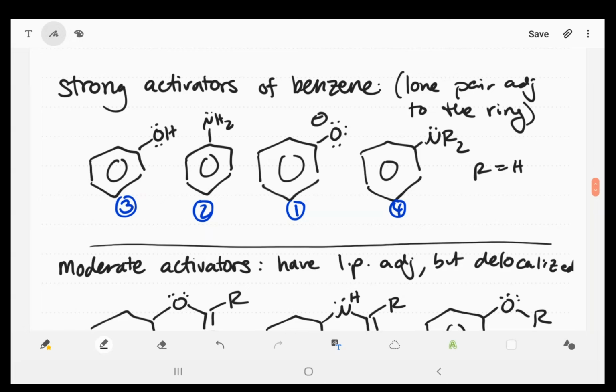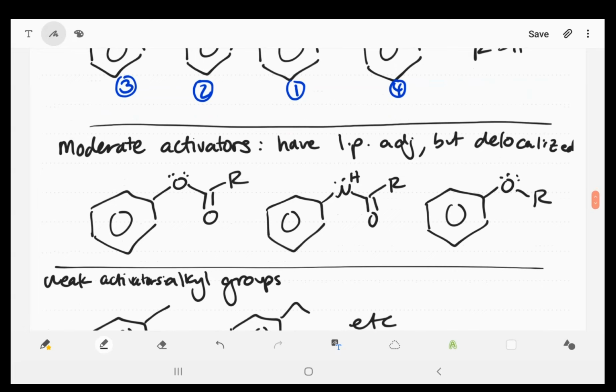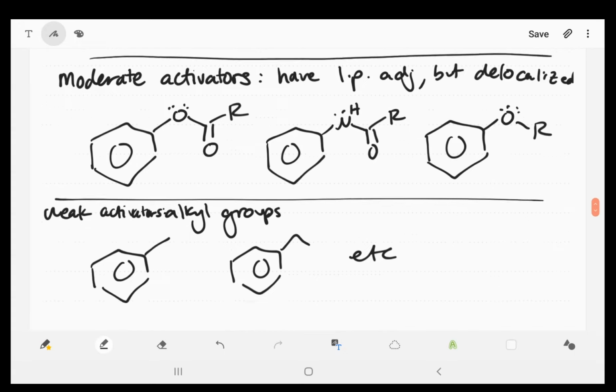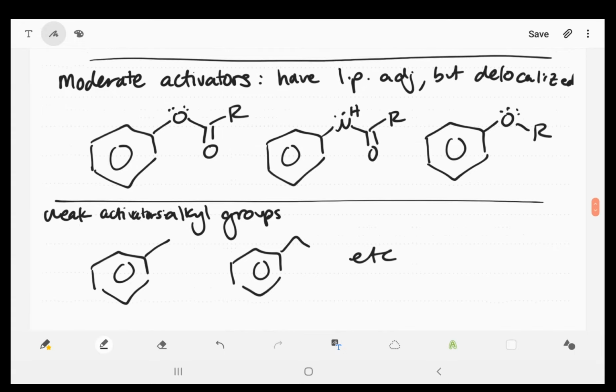So strong activators have lone pairs adjacent that are not delocalized away. Moderate activators have lone pairs that are able to resonate away, and the methoxys, or ethers. And then we also have the alkyl groups as weak activators. So all of these things help make your benzene more reactive towards things.